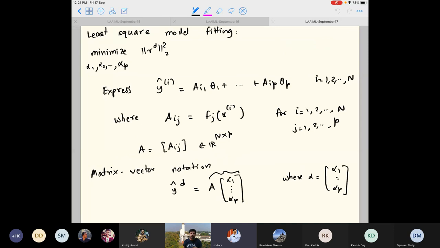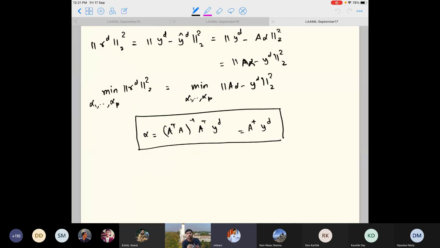I defined residual, and based on residual, I decided which norm I want to use. And based on which norm I want to use, what did I say? I said that find out these parameters alpha 1, alpha 2, alpha p for me in such a way that f hat, the model that I have, matches with the data that I have observed, which is xi, yi pairs, as closely as possible. So that is what this cost function is really telling, right?